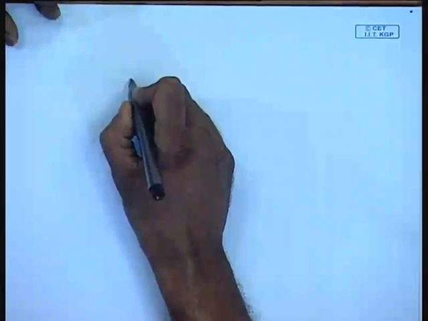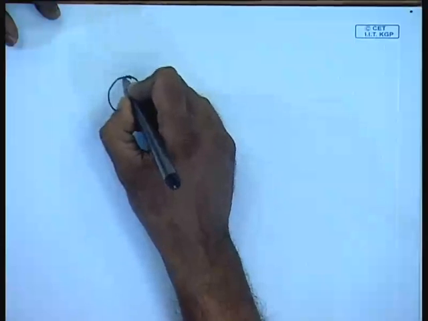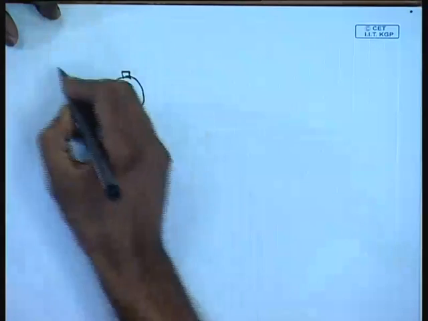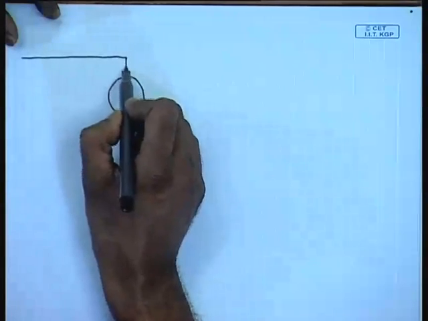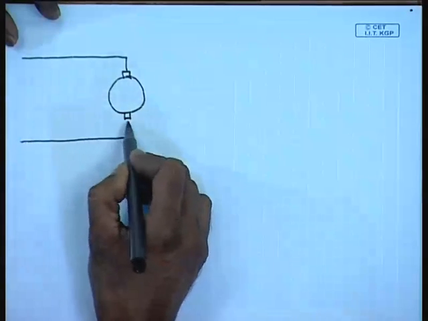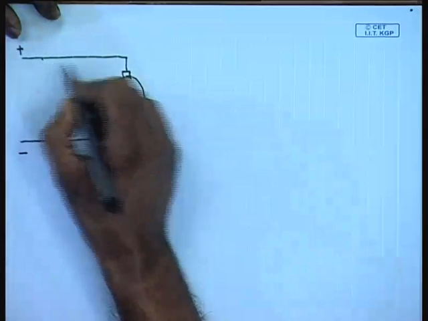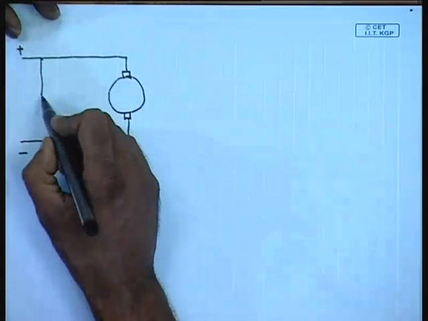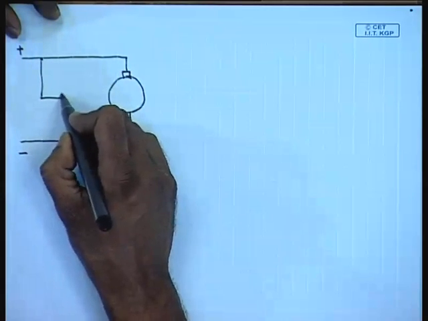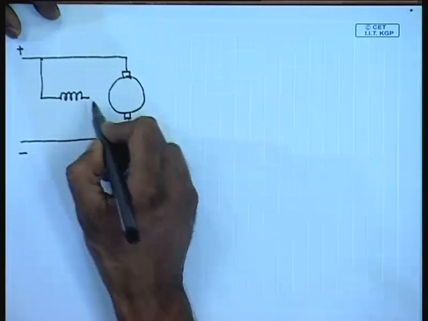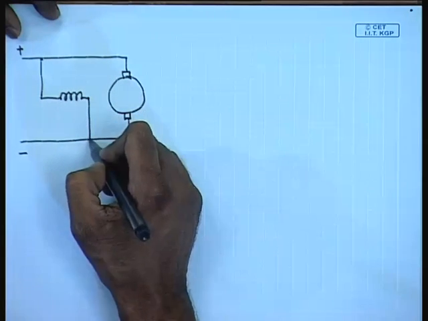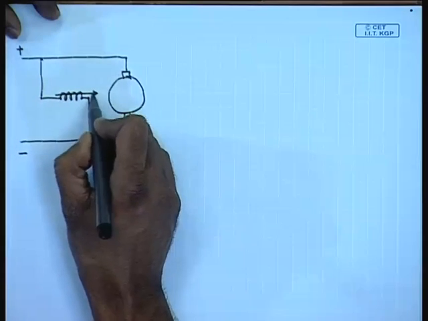So far we have been analyzing the performance and characteristics of a DC shunt motor. In a shunt motor, the armature is connected across a DC voltage supply and the field excitation coil is connected across the armature terminal. This is the configuration of a shunt machine.